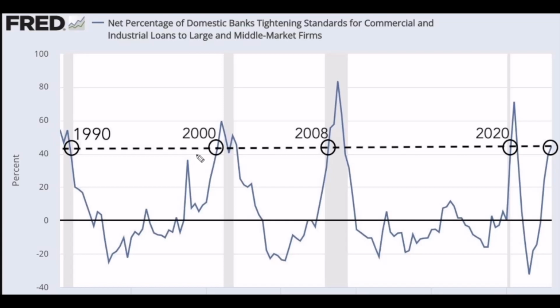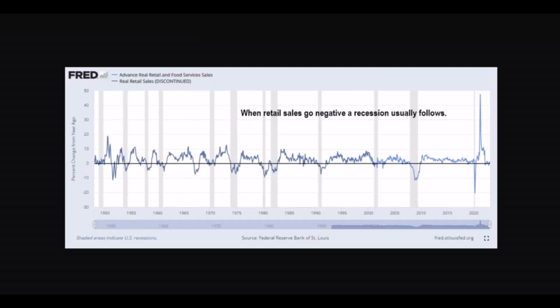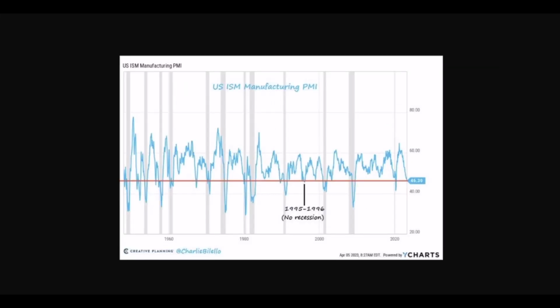Let's have a look at net percentage of domestic banks tightening standards. This has now come right back up, and you can see this huge shift towards credit tightening. This has occurred usually before every single recession, and it's a good warning sign. It shows us a recession's coming, and again, unlikely to be a soft landing based on everything that we've done. When retail sales go negative, a recession usually follows, another signal that's kind of going. And remember, people are ignoring every one of these signals, which is, I think, very, very interesting, because this is exactly what tends to happen if the markets are doing a great job of trapping people into that bullish sentiment.